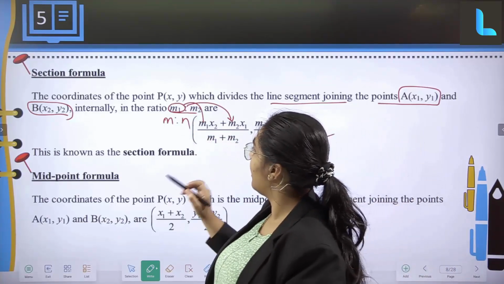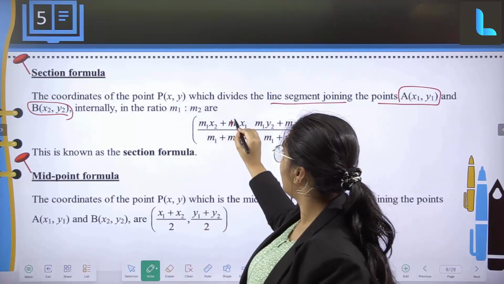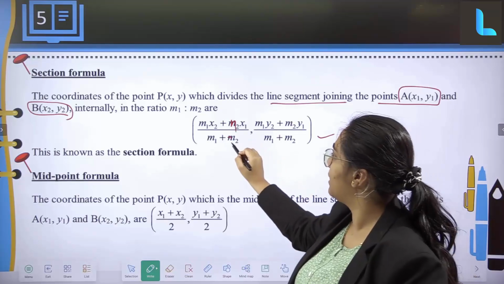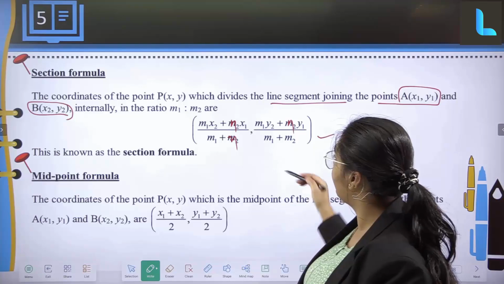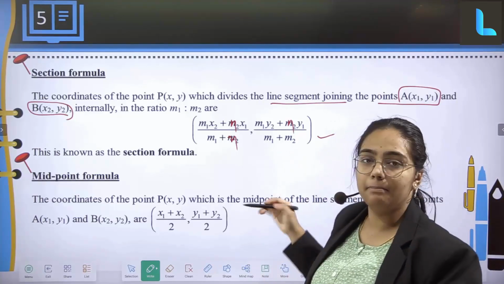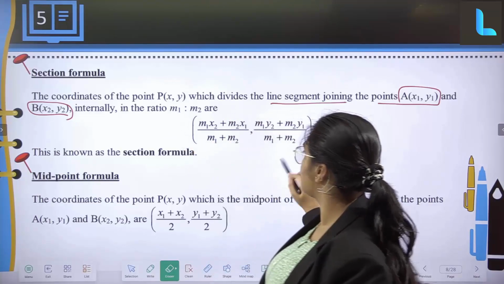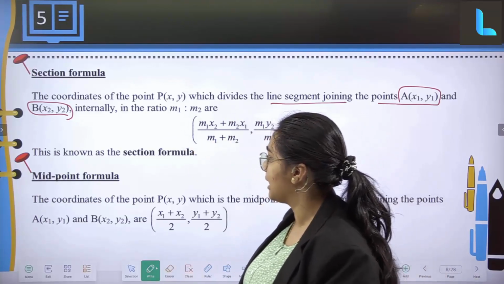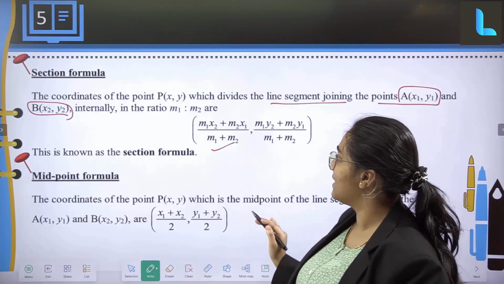Suppose I consider m is to n, my formula is going to be (mx2 plus nx1) divided by (m plus n), comma (my2 plus ny1) divided by (m plus n). That is what your formula is going to be. Whatever ratio you consider, that is how it is going to be reflected. Clear? This is known as the section formula. The formula is very simple.